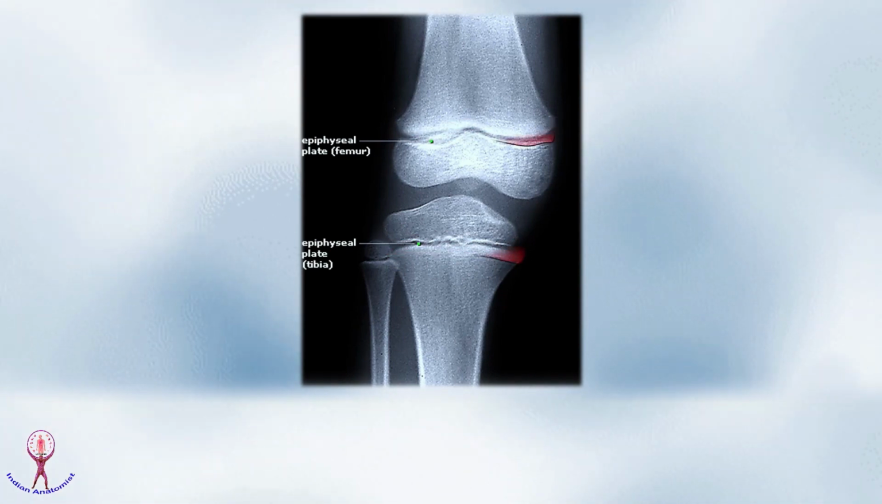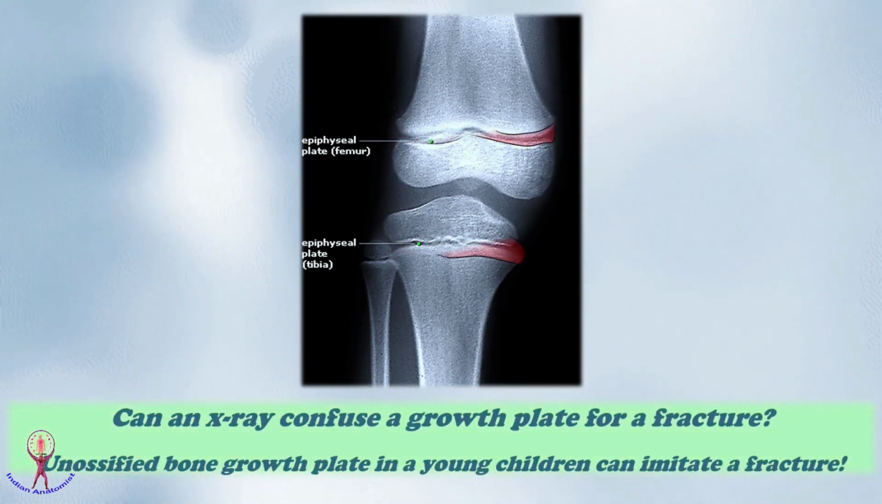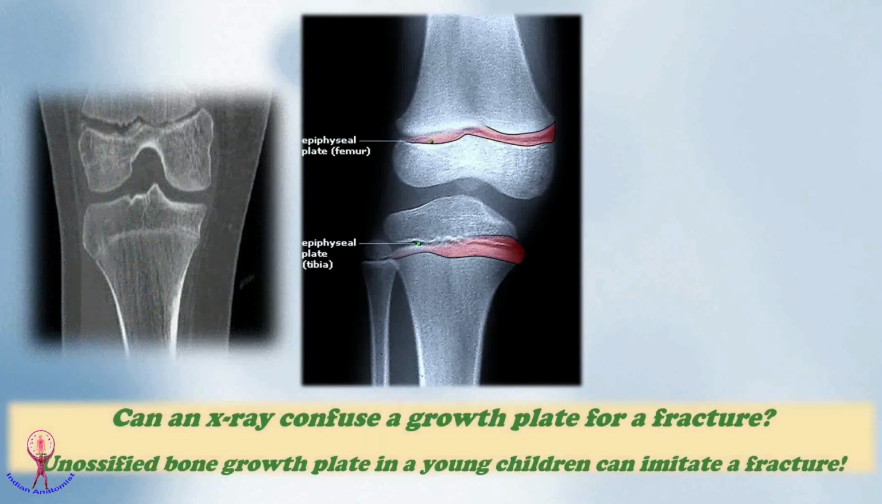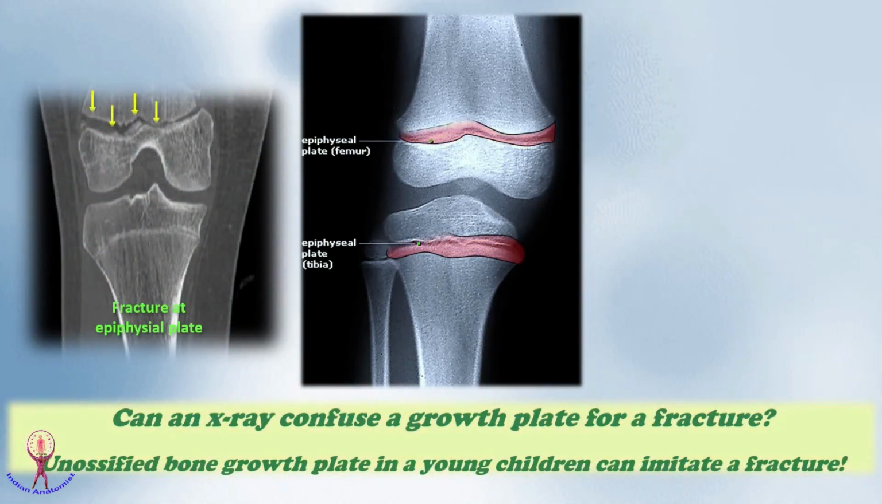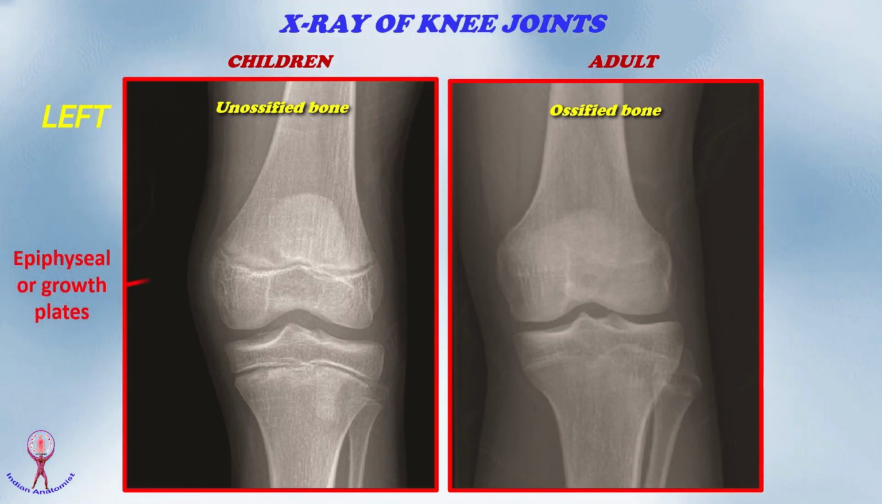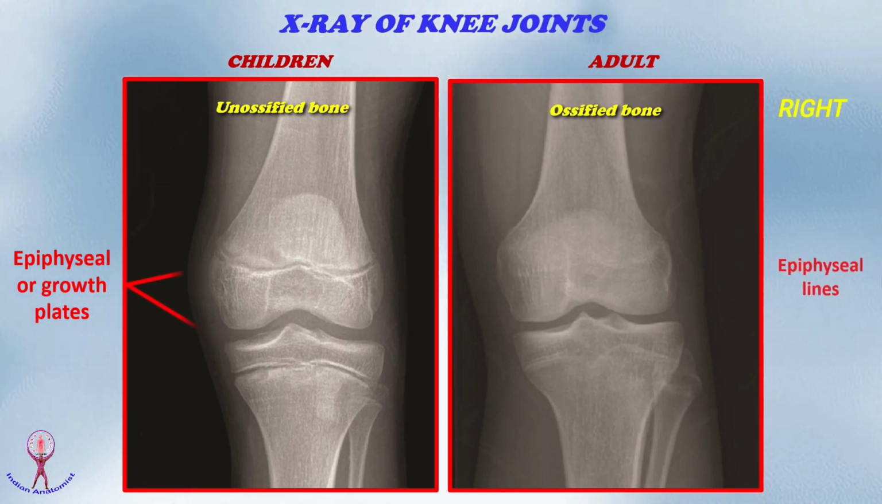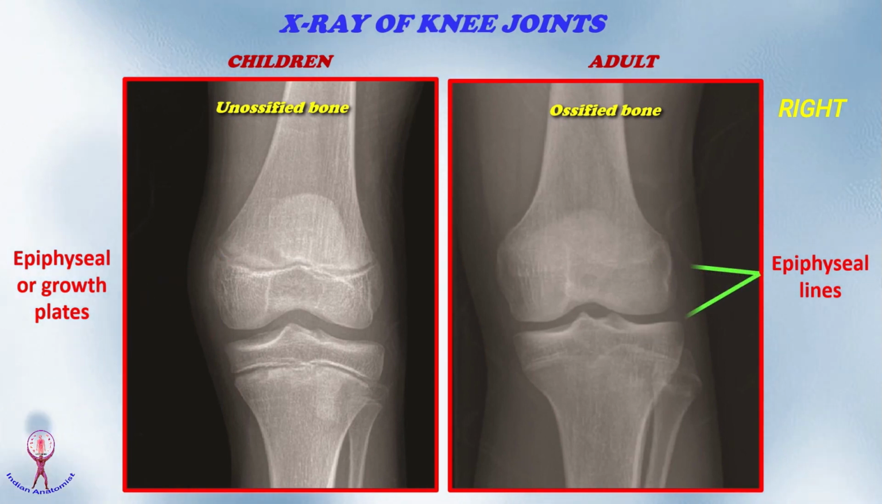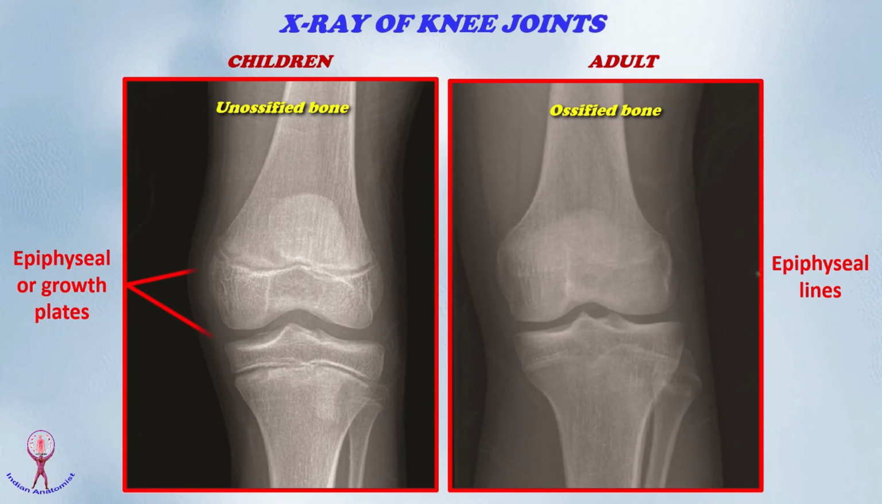black in color. Can an X-ray confuse a growth plate for a fracture? An unossified bone growth plate in a young child can imitate a fracture. Towards the left side, the X-radiograph image shows the unossified shaft, with separate metaphysis and epiphysis. The black color gap represents the epiphyseal plate. At the same time, on the right side, in adults, the metaphysis and epiphysis are completely fused, and the epiphyseal plate is replaced by the epiphyseal line, a remnant of the growth plate.